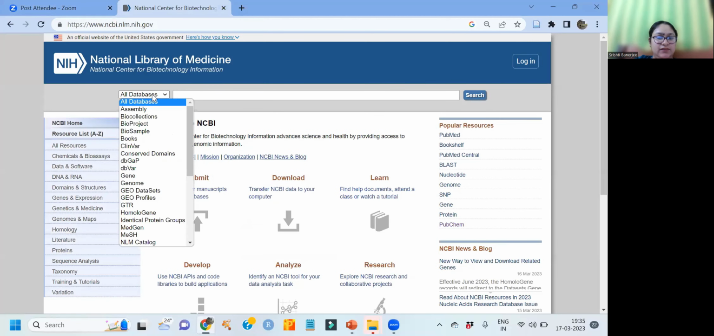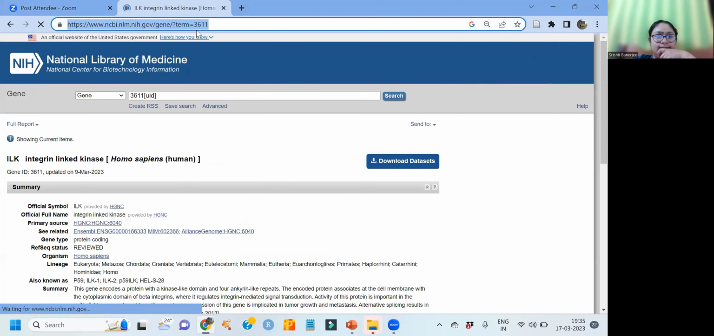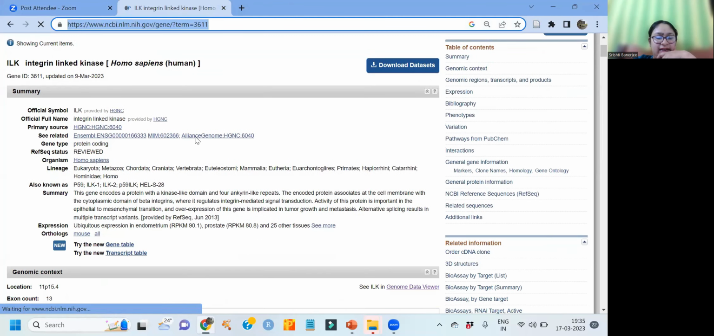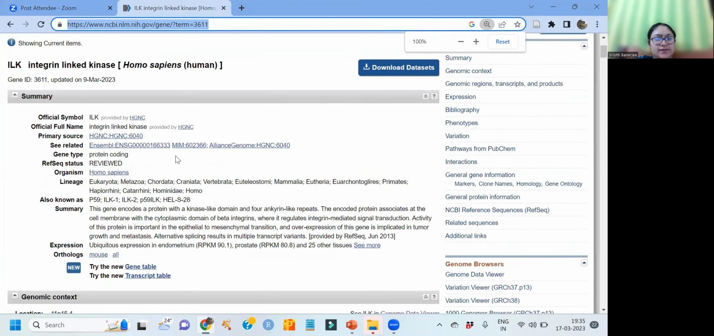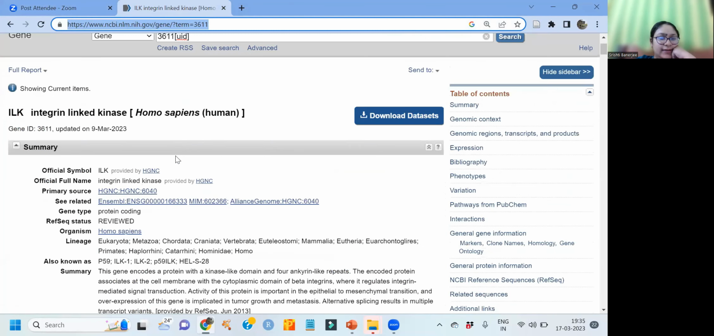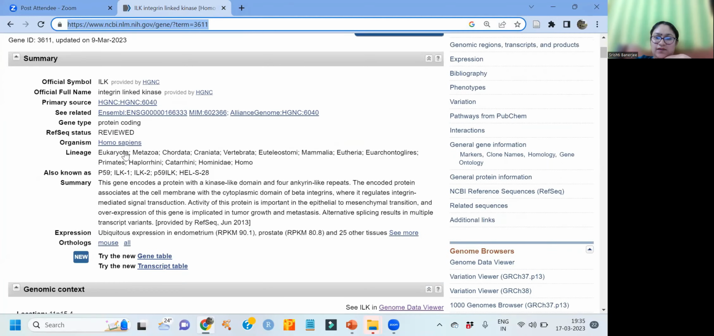As I mentioned, we'll go to the drop down menu. We try it with gene, and we will just type it. Okay, so here we have this page. I'll just slightly zoom in a bit. So we see ILK is the official symbol, integrin linked kinase, and this is how we actually perform it.